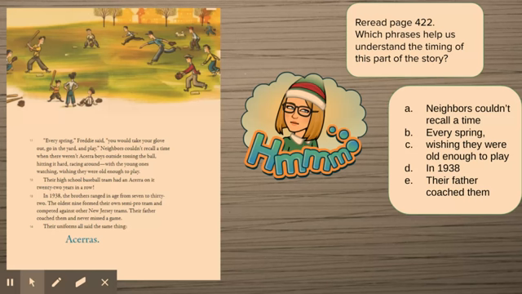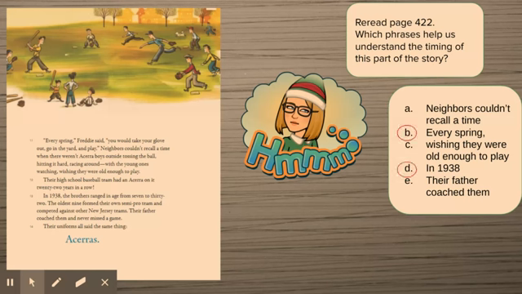So, what were some of the phrases that helped you to understand the timing of this one? A, neighbors couldn't recall a time. B, every spring. C, wishing they were old enough to play. D, in 1938. Or E, their father coached them.